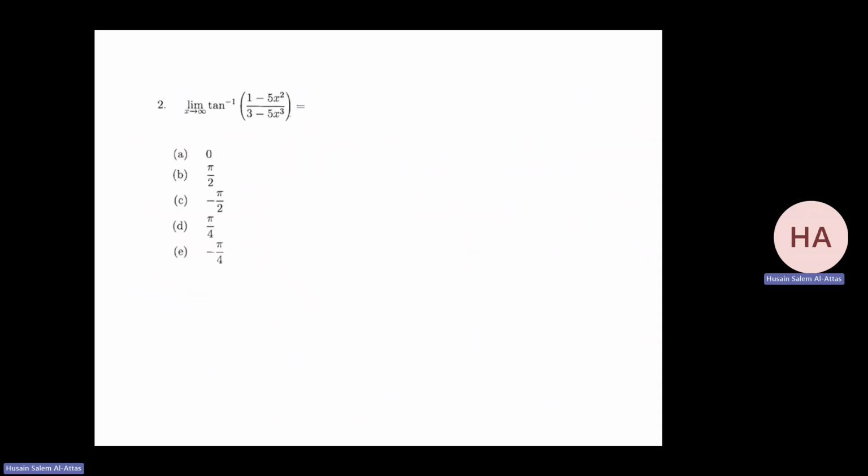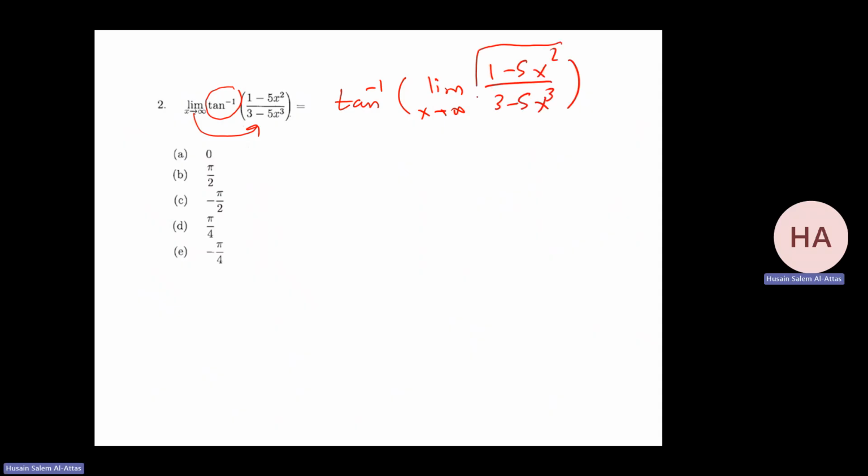Sometimes you combine it with other functions. Now, this is actually 2.4. If tan inverse is continuous, I can take the limit inside. So this one will be tan inverse of the limit of the things inside. And what is the limit of this? This is a rational function. The degree of the numerator is less than the degree of the denominator, so the limit is 0. So that will be tan inverse of 0, which is 0. So the answer is 0.